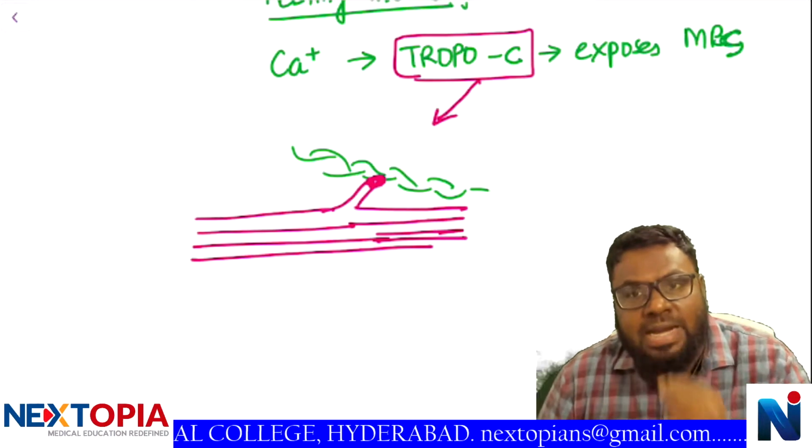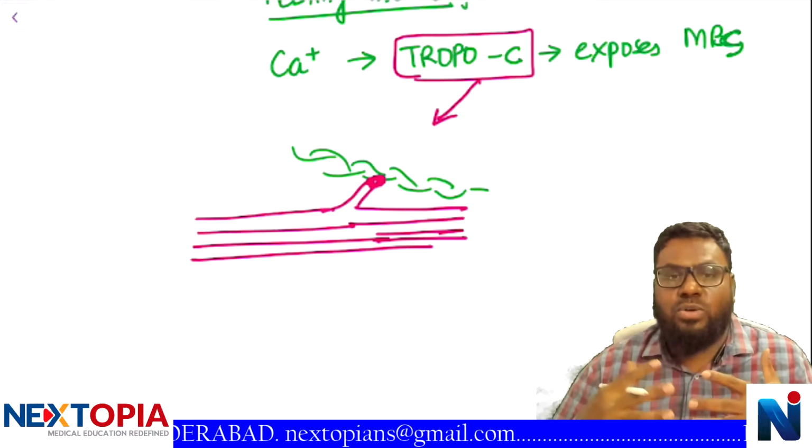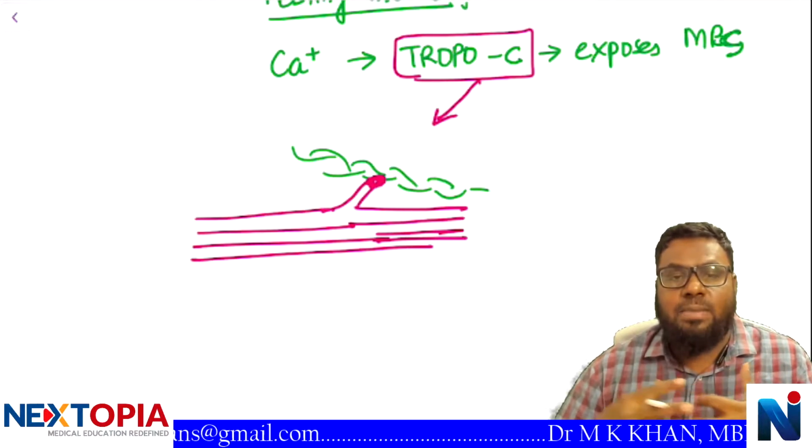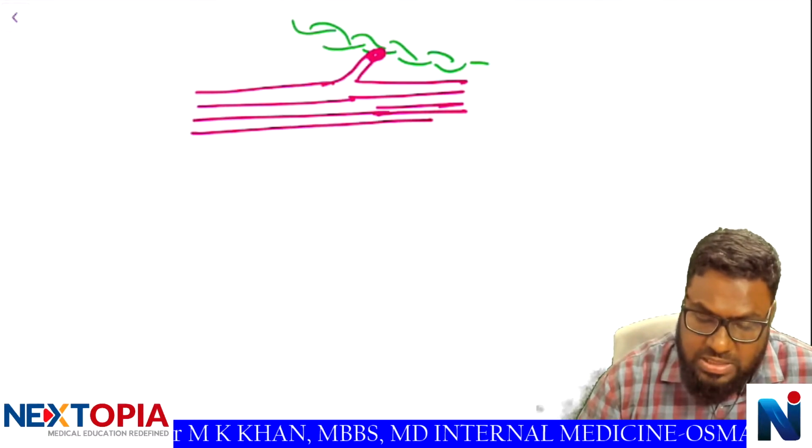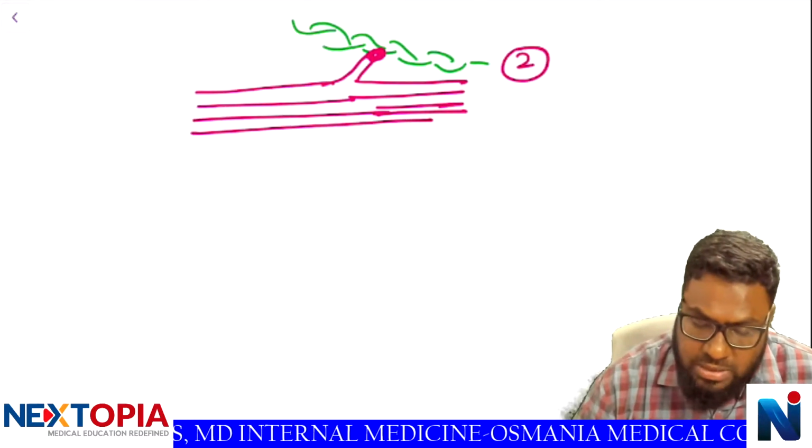Once there is binding of myosin to the actin, myosin and actin combine, and what will happen is the chemical energy here is converted into mechanical energy. So how is this happening? So this is the second step, myosin binding to actin.